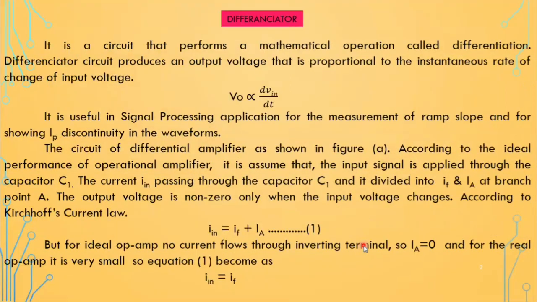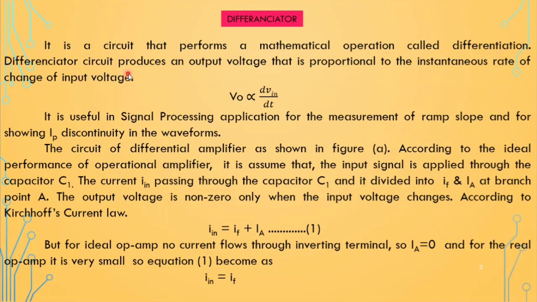So what is the differentiator? The differentiator is one of the mathematical operations. This mathematical operation is done by using the operational amplifier circuit, which is the IC 741. By using that IC, we have built the differentiator, and this differentiator performs the mathematical operation. So that circuit is called the differentiator, and it produces the differentiation.